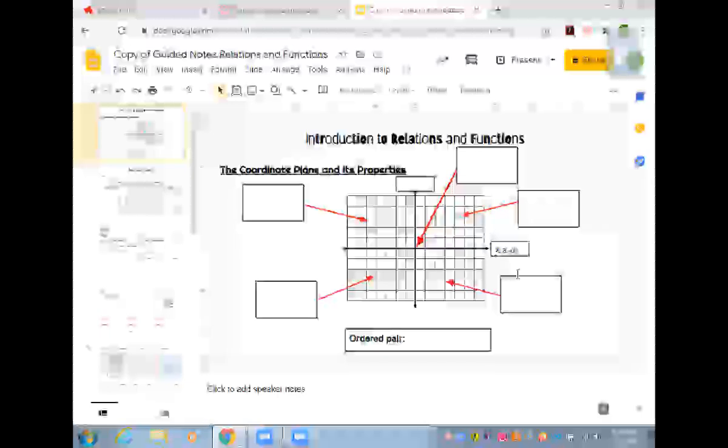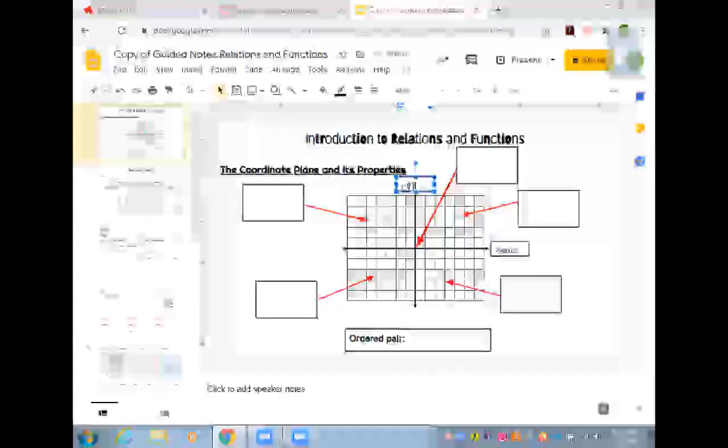Wait, that dash went to the wrong spot. Let's try that again. There we go. So then that means the vertical axis is which one? This is the X, the horizontal. This one is? What's this one? We've got our X axis and our Y axis.